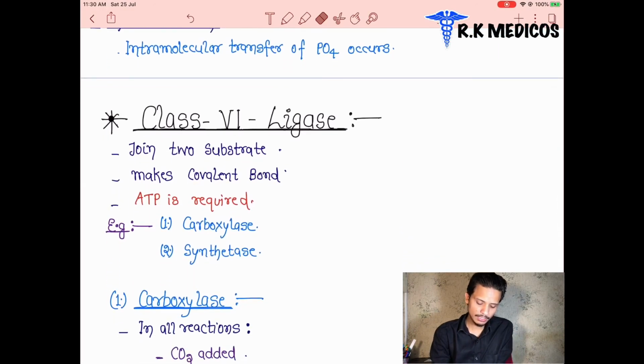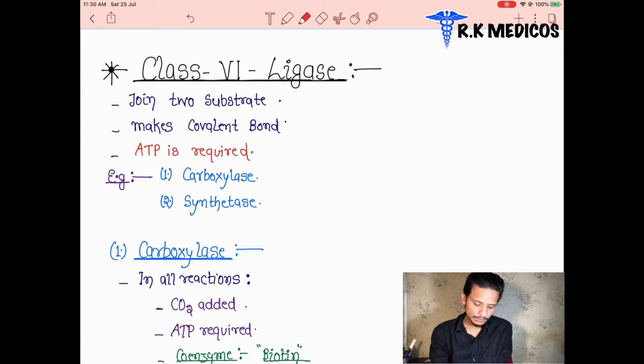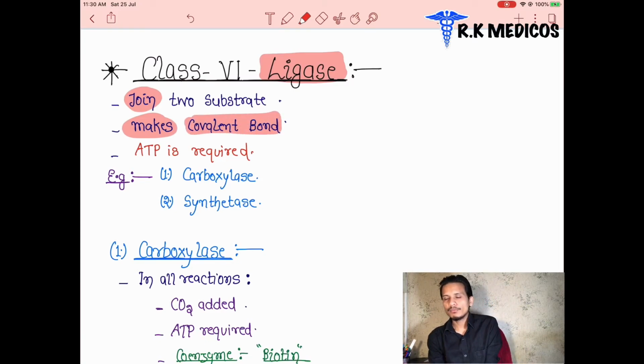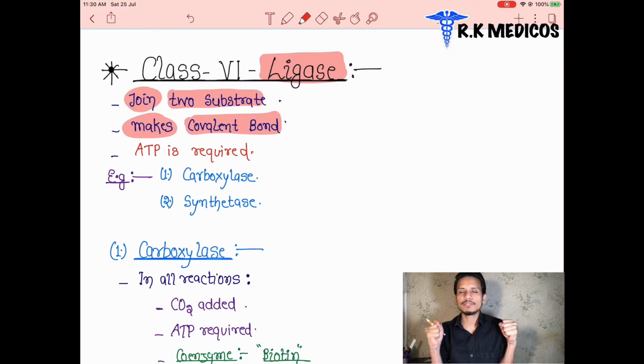Next we are going to see class 6. The class 6 name is ligases. Ligases are going to join or make covalent bonds, whereas in the previous part, hydrolase enzymes break the covalent bond. Ligases join two substrates. Suppose this one is one substrate and this one is another substrate. These both substrates are going to attach, to join together.